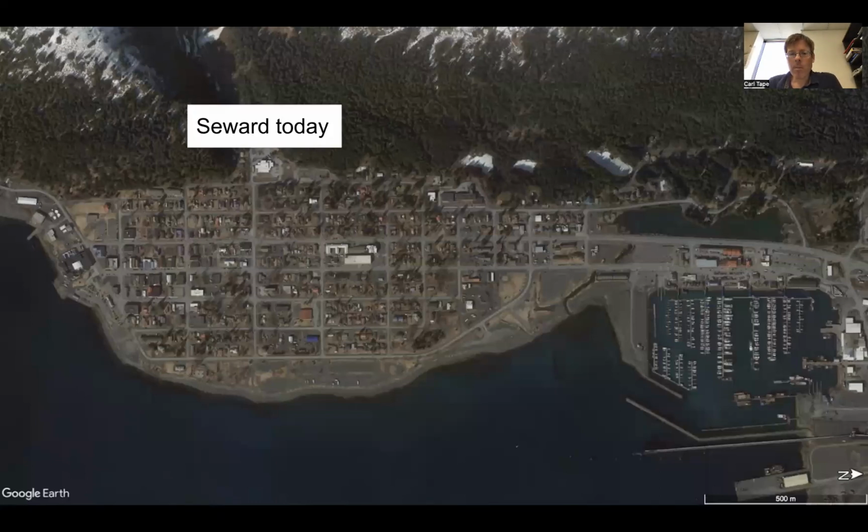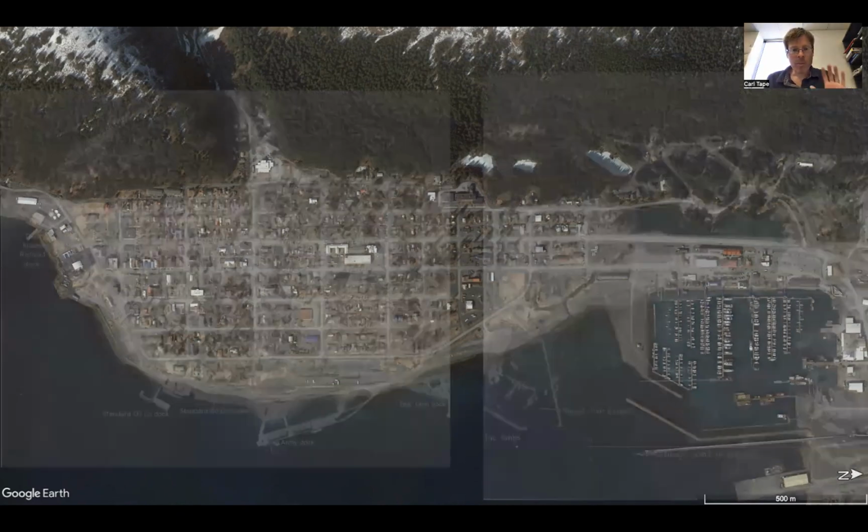I got out some Google Earth images from today just to get a picture of this. A lot of these places are still there, just quite different from what they were back then. So we'll try to understand, especially if you've been to Seward, and get some perspective on what happened there during the 1964 earthquake. So here's Seward today, and I'm going to bring in the transparency of Seward at the time in 1964.